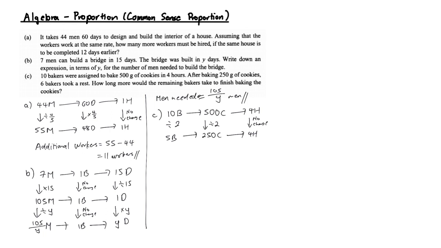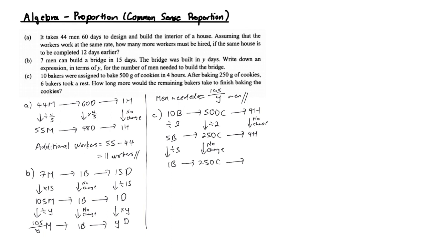Okay. So now that you're here, then you need to see, okay, the number of 6 bakers took a rest. So what I actually have is 4 bakers left. So I need to go to 1 first to get 1 baker. Okay, there's no change in the cookies because that's what I want to get. So still 250 cookies.